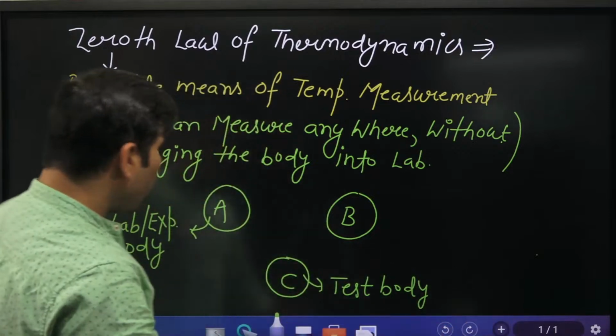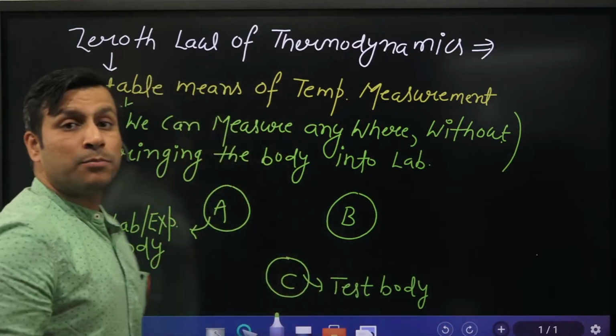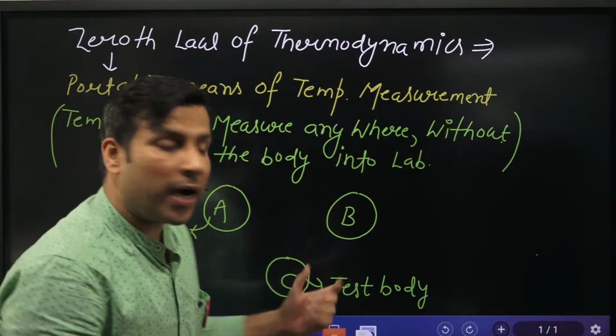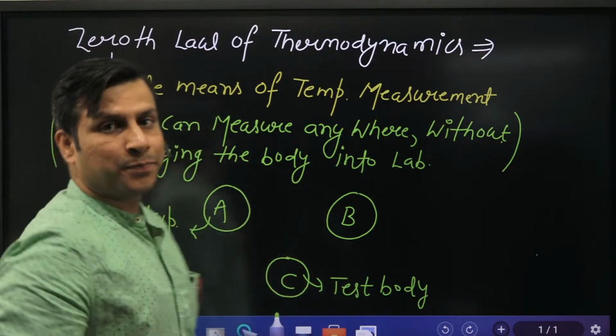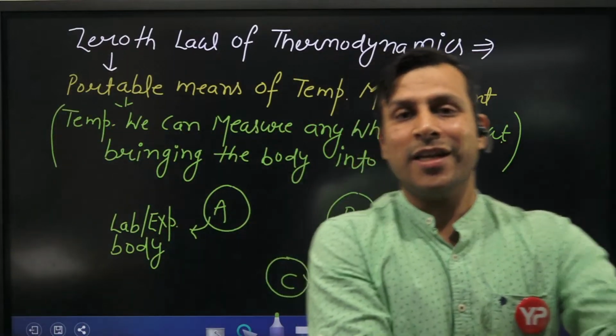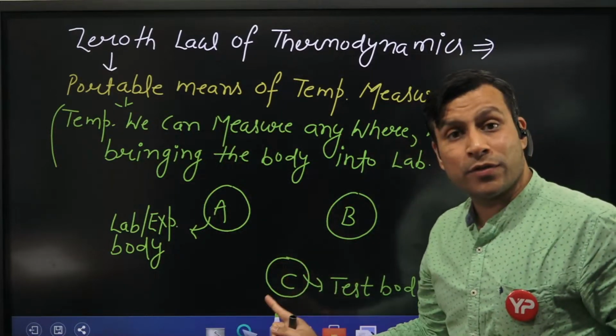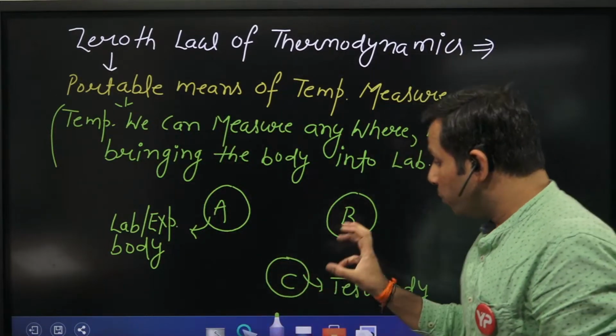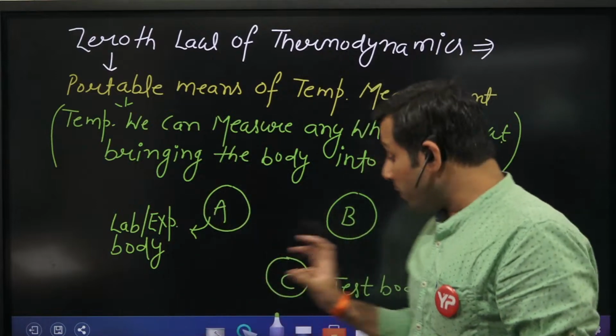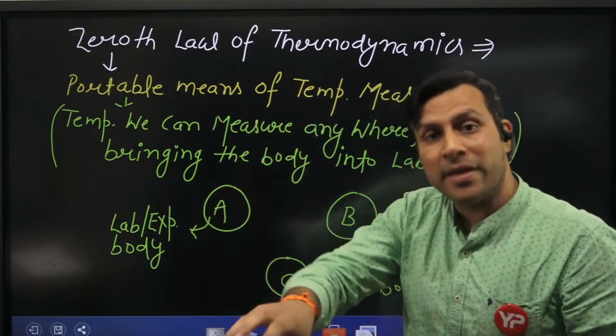So now if you want to measure the temperature of this body C, it is not required to bring this C close to A. That is a beauty, that is a concept actually which was given by the zeroth law of thermodynamics. If you want to measure the temperature of C, it is not required to bring C close to A. Without bringing C close to A, you can measure its temperature.